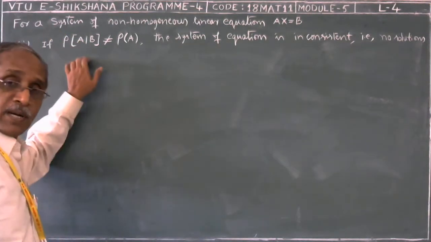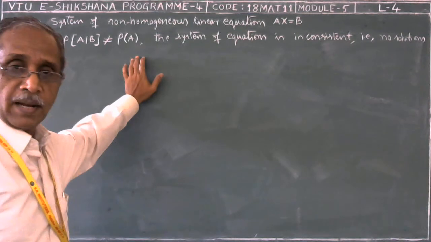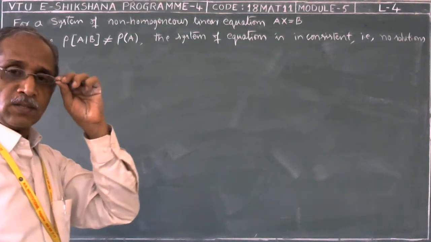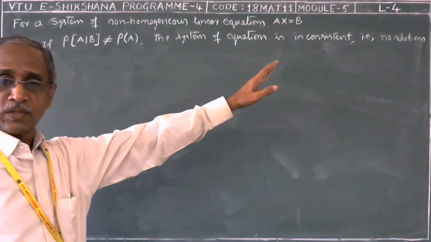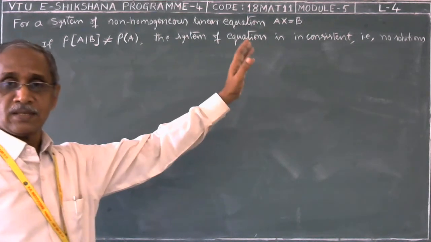When the rank of the augmented matrix is not equal to the rank of the coefficient matrix, then the system of equations does not have a solution, and hence the system of equations is inconsistent.